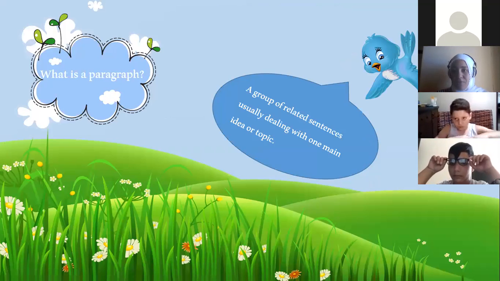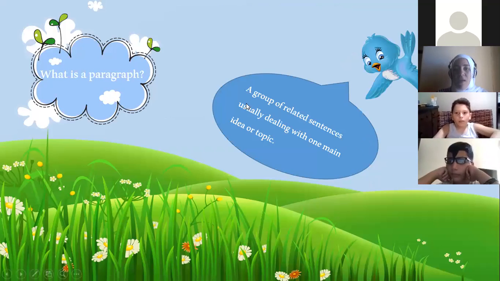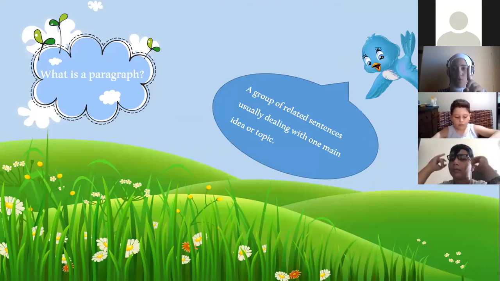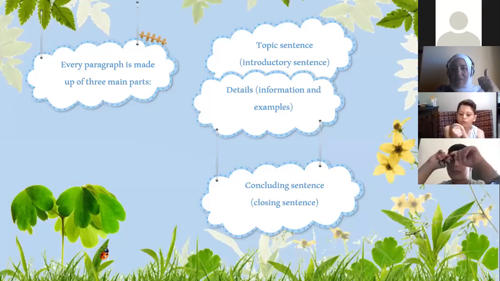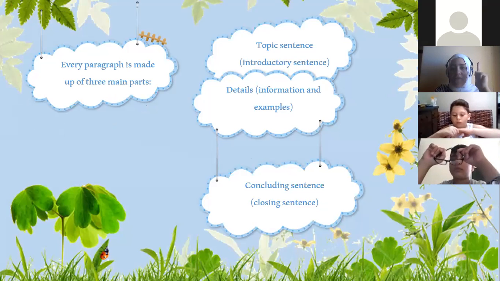But what is a paragraph first? We have to know what is a paragraph. A paragraph is a group of related sentences, usually dealing with one main idea or topic. So when I say paragraph, I mean a group of sentences related to each other, but they talk about one main idea. Since I will have a paragraph, then I must have three main parts for the paragraph. I must have the topic sentence, the introductory sentence, the details, which is the information and examples, and the concluding sentence, which is the closing sentence.